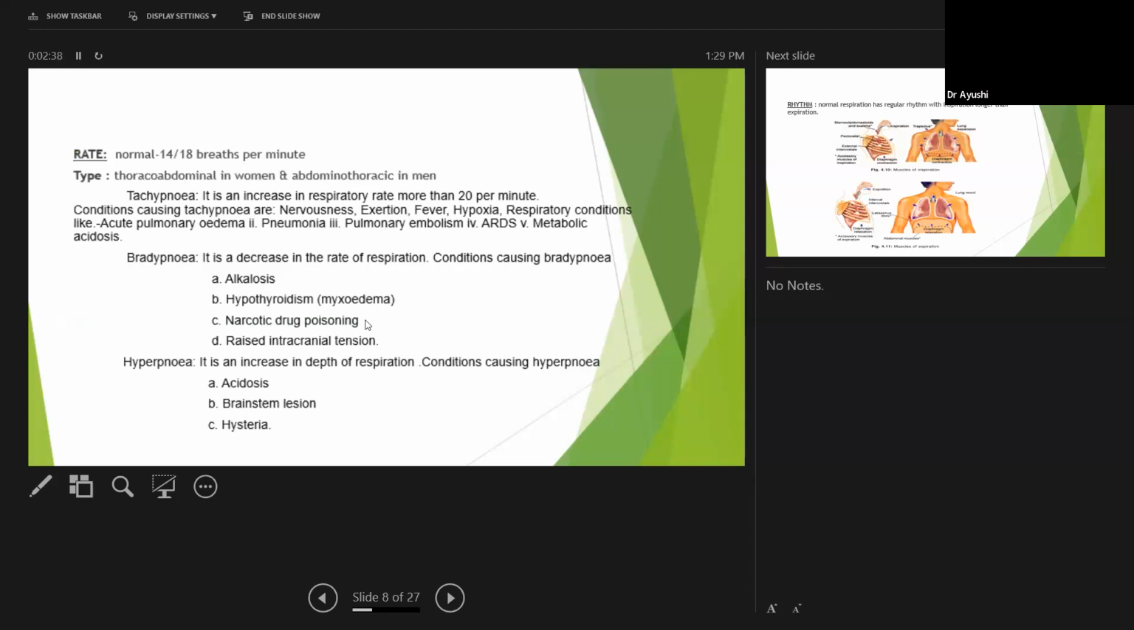Now, if the respiratory rate is more than 20 per minute, we call it tachypnea. There are various conditions which cause tachypnea, that is nervousness, exertion, fever, hypoxia, and many respiratory conditions also, like pneumonia, ARDS, metabolic acidosis. A rate less than 14 breaths per minute is known as bradypnea. Conditions are alkalosis, hypothyroidism, narcotic drug poisoning, and raised intracranial tension. And hyperpnea is an increase in depth of respiration, and the conditions causing hyperpnea are acidosis, brainstem lesion, hysteria.